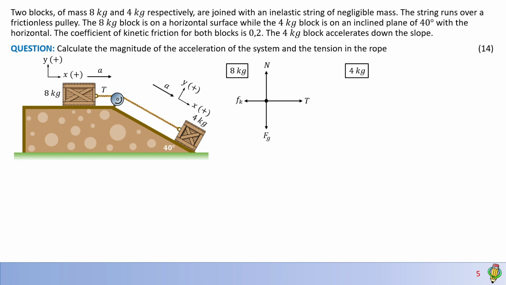For the 4 kg block, we have Fg, which is going straight down. We have our normal force, which is perpendicular to the surface. We have the tension, which is going opposite the direction of motion. We have our frictional force, which is always opposing direction of motion. And our free body diagram is complete.